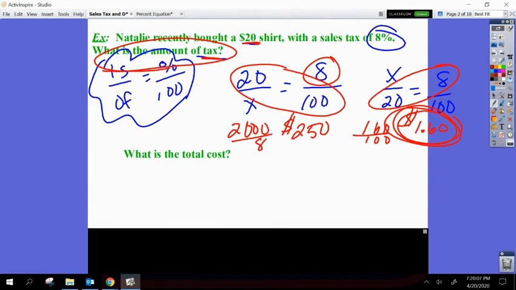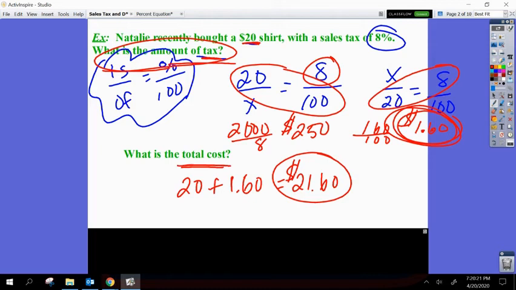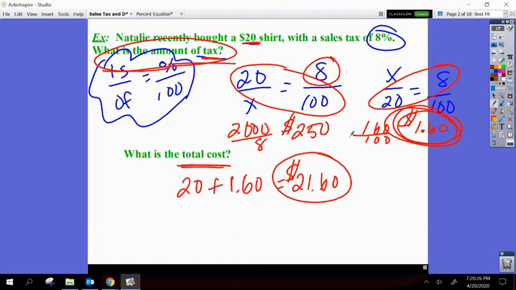Now we go to the total cost. The total is $20 plus the $1.60 for a total cost of $21.60. Make sure you're labeling. So they'll ask you what's the amount of tax, or they might ask you the total cost. The process is still the same of is over of equals percent over 100.